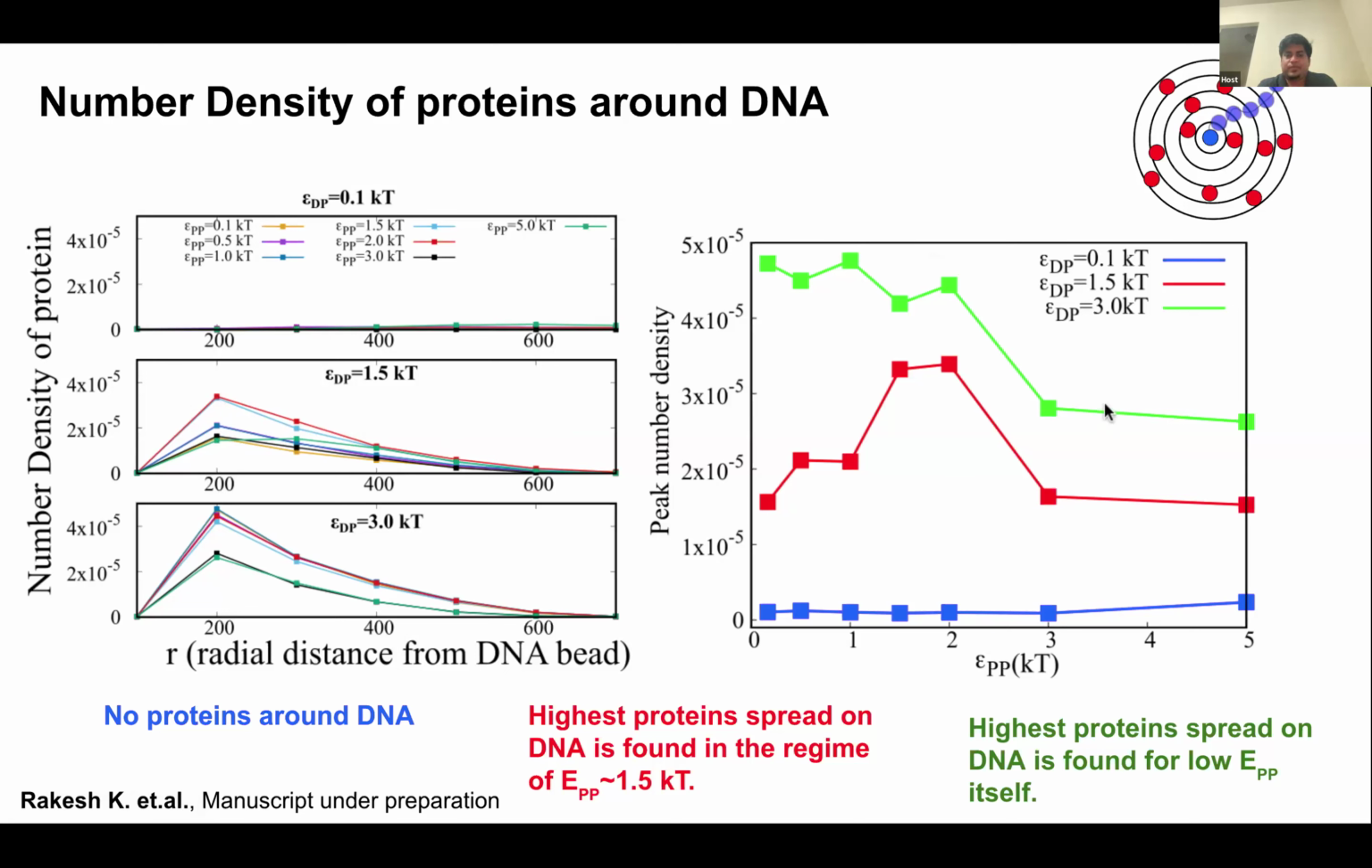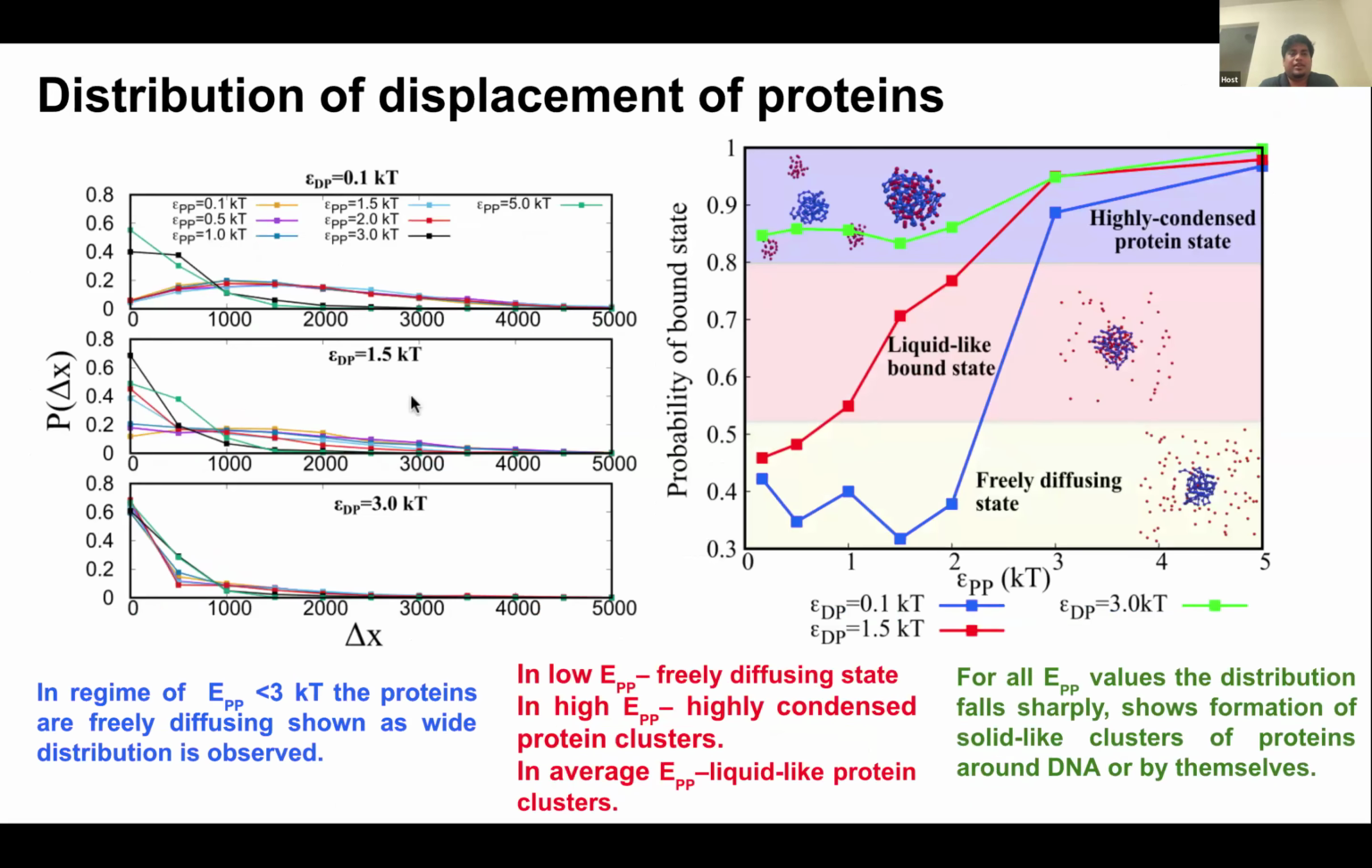which shows that for an ideal value of 1.5 kt of epsilon pp, there's a peak density of DNA around protein, while 3 kt of epsilon dp also shows a peak density. We wanted to see what's the difference between this peak green region's peak density and the red region's peak density. So for this, we calculated the probability of displacement of the proteins, which says what exactly is needed.